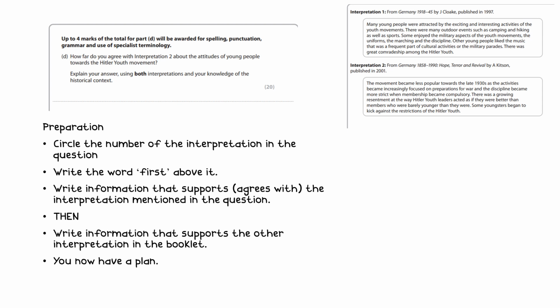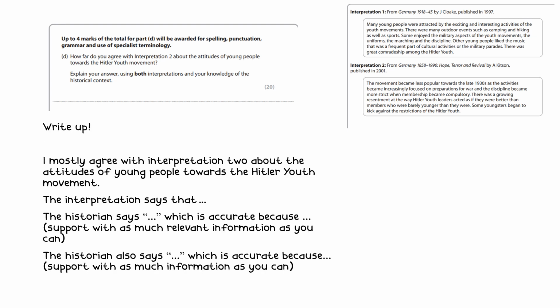When you've written information around the interpretation in the question, you're going to repeat that for the other interpretation. And so what you'll have are 2 interpretations with lots of your knowledge around the outside to support them, and that becomes the plan for your answer. Once you've got your plan, you're ready to complete your write-up, which will take you approximately 25 minutes.